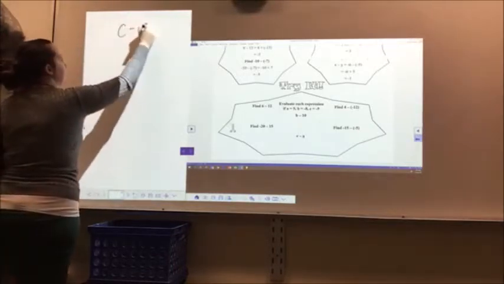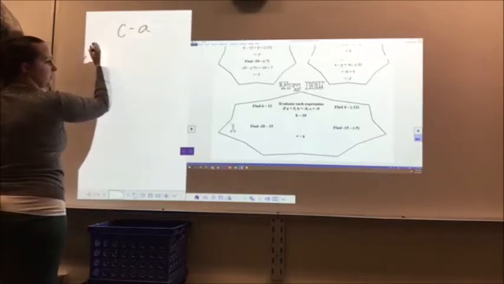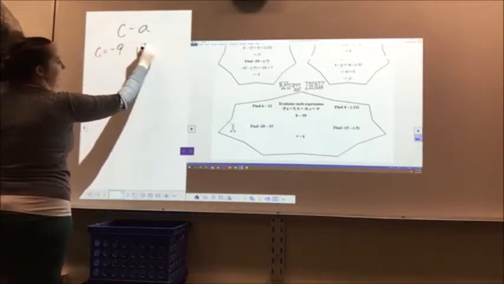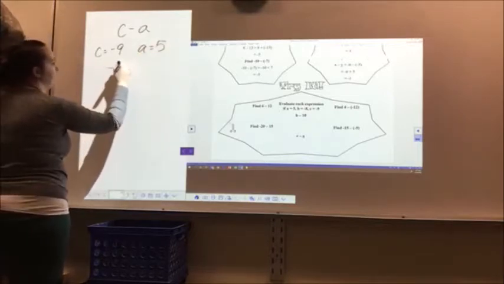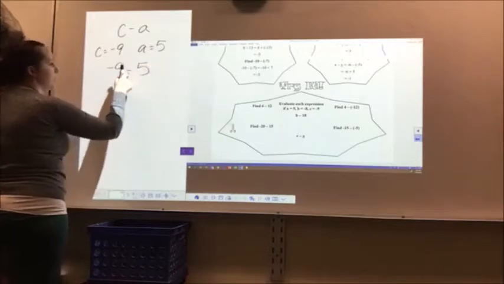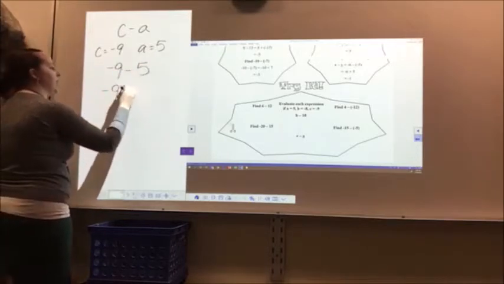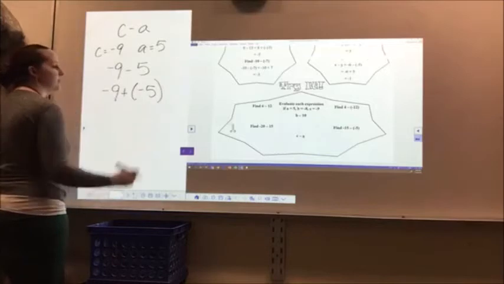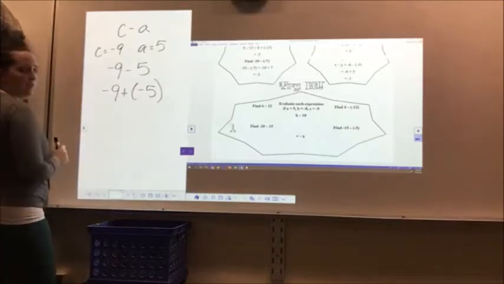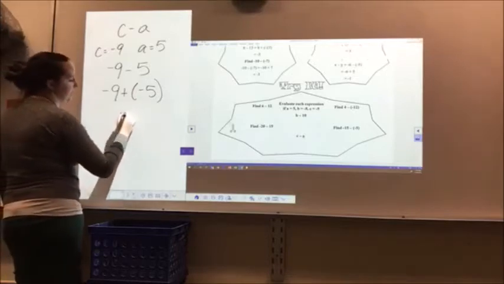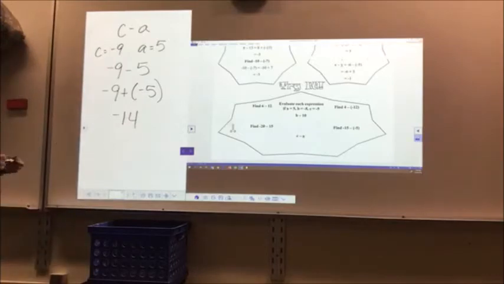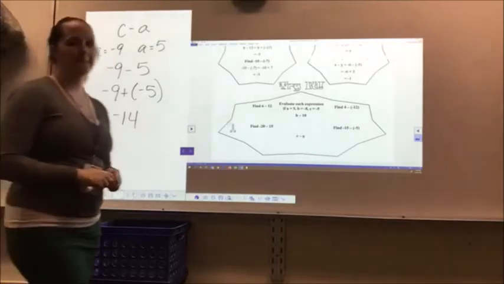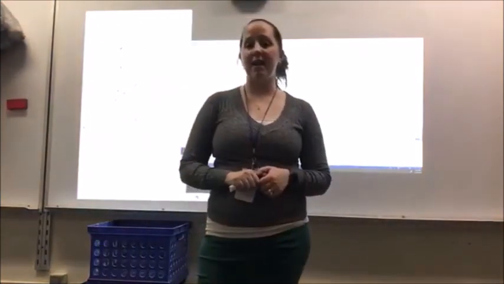Then I have C minus A, where C is negative 9 and A is 5. So I can rewrite this as negative 9 minus 5, which I can rewrite as negative 9 plus a negative 5. Both are negative, so they're same sign, so I add them together. 9 plus 5 is 14. Both negative, so my answer is negative. And that is the end of lesson 3.